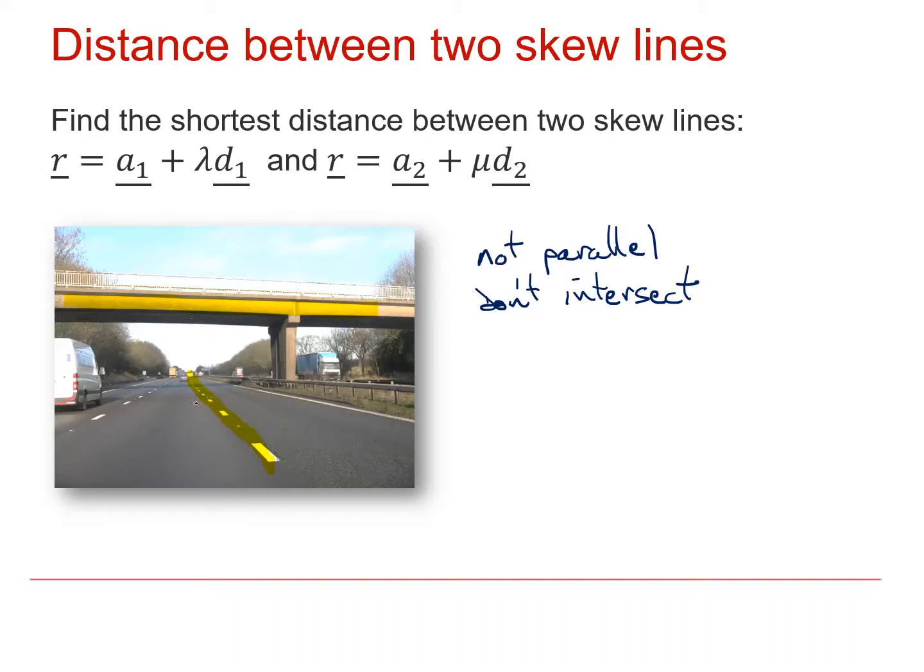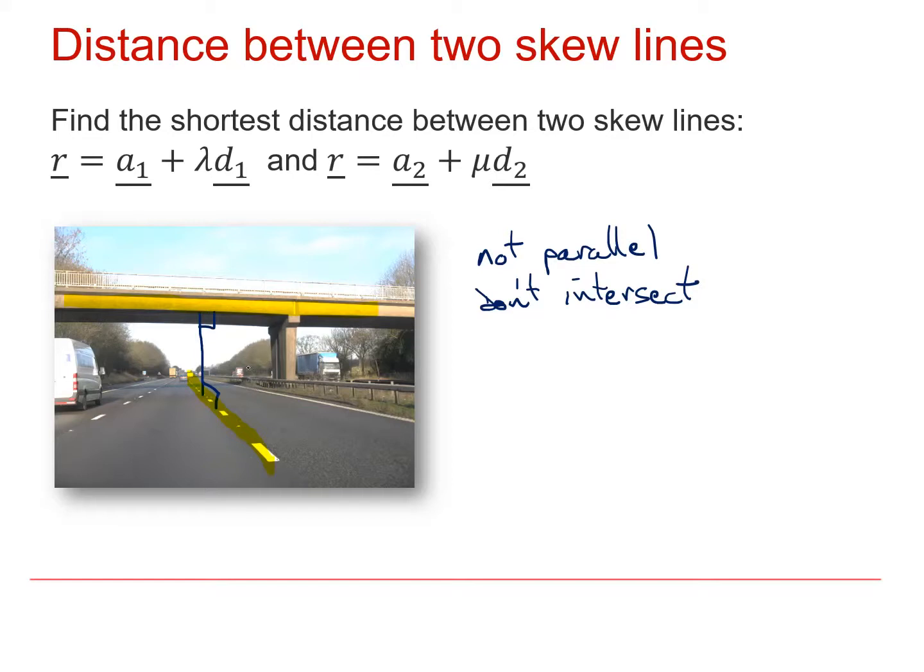In order to find the shortest distance between these two skew lines, we want a line which is perpendicular to both, and then find the distance along that line. We can't use our ordinary distance function that we used in previous videos because that didn't take account of the fact that these two lines are skew.